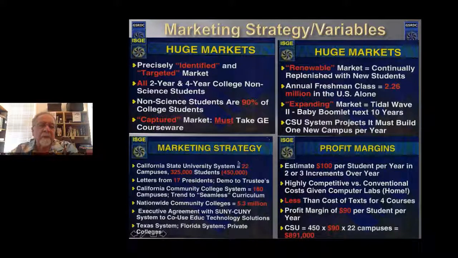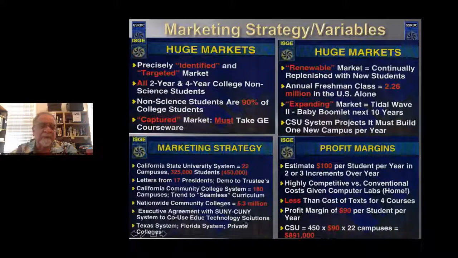California University students are now closer to 450,000 students. When I made this site, it was 325,000. But actually, in most of the things, it says about 500,000 students. I talked about the letters from 17 presidents. But if you look at the community college system that could maybe even better use ISG, it has 180 campuses, and that's just a California one. Nationwide community colleges, there's 5.3 million students. So there's a huge market.